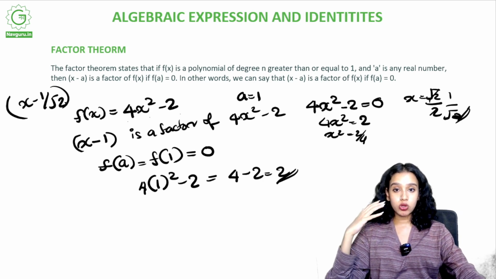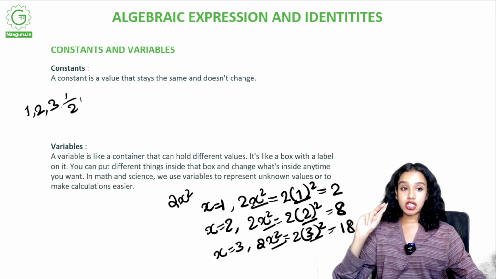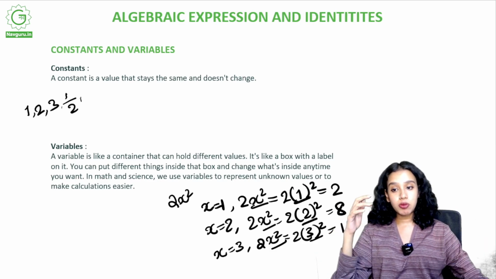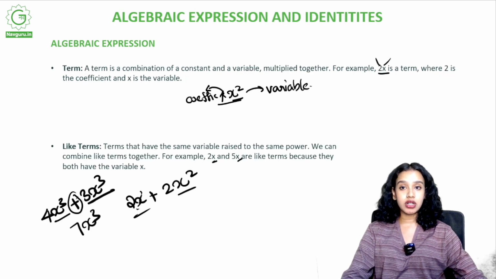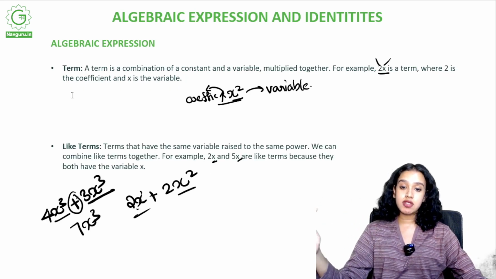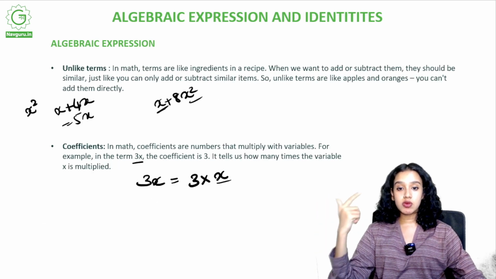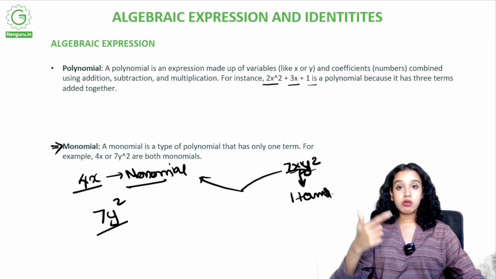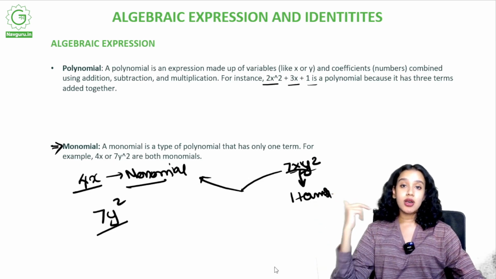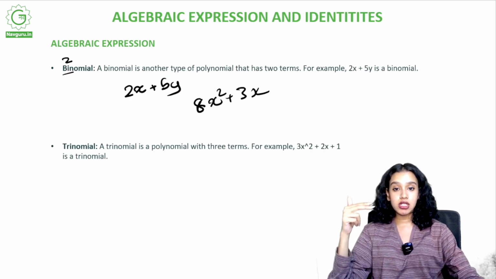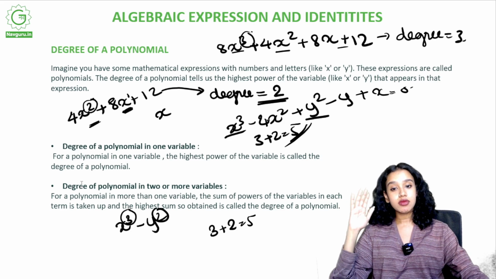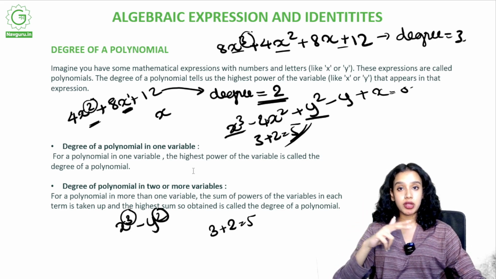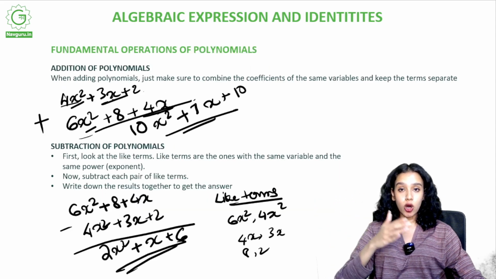Now let's go through what we talked about today. We talked about algebraic expressions and identities, where we started from constants and variables, then we moved on to algebraic expressions. Then we talked about the different constituents of an algebraic expression, which are terms. We talked about like and unlike terms. Then we talked about coefficients. Then we talked about polynomials and different types of polynomials, which are monomials, binomials and trinomials, and also quaternomials. Then we talked about the degree of a polynomial. We found out how to find the degree of a polynomial in one variable and in two or more variables.